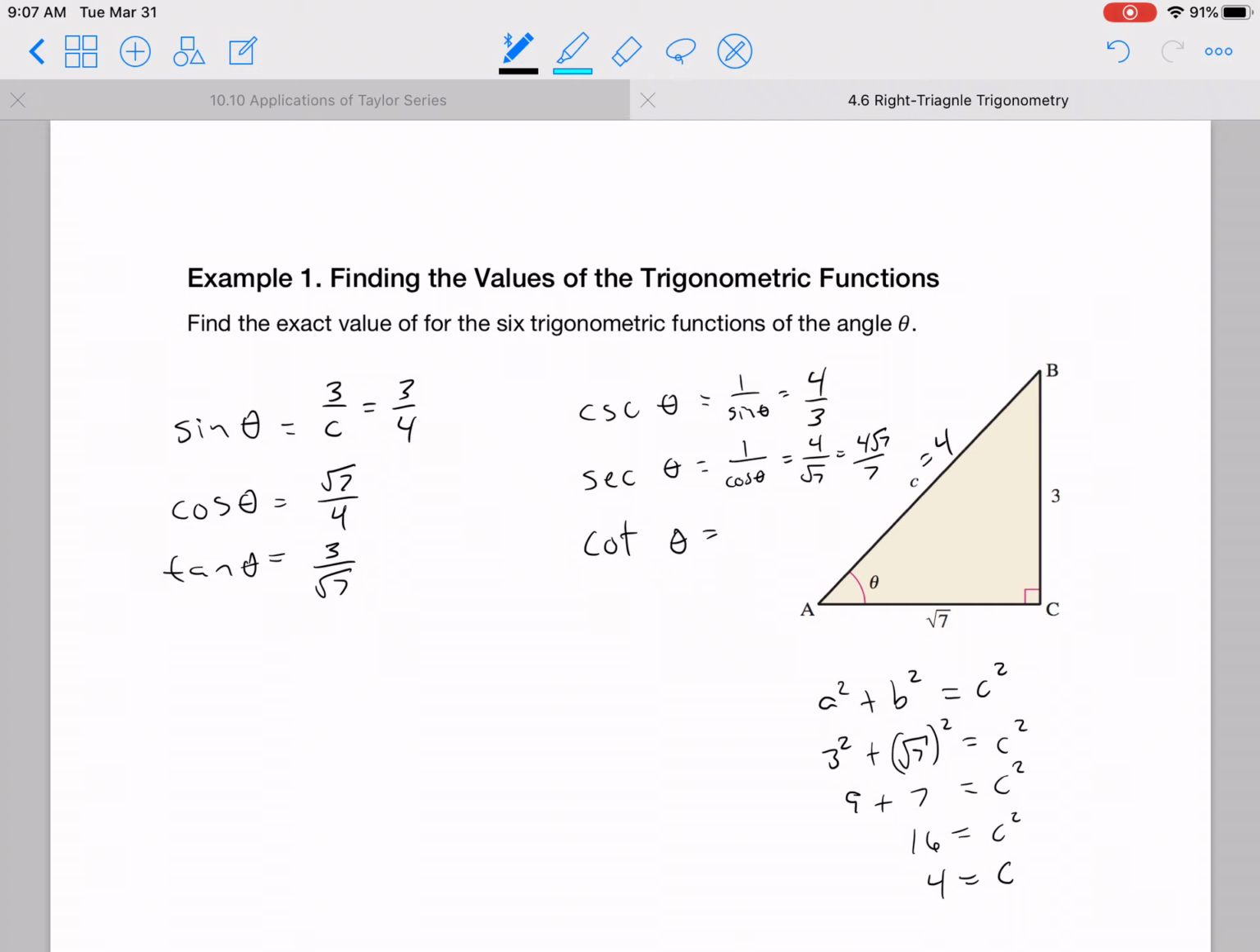And then cotangent is the reciprocal of tangent, which I probably should have written as 3 root 7 over 7. Multiply by root 7 over 7 again. But it's going to essentially be square root of 7 over 3. And I took that from this first version, so I wouldn't have to worry about the radical in the denominator. Okay, so that takes care of that example.